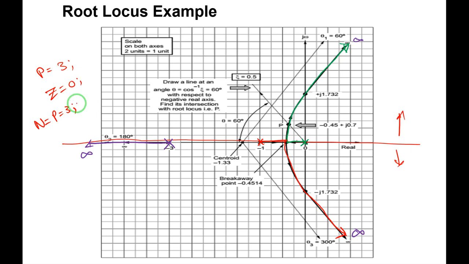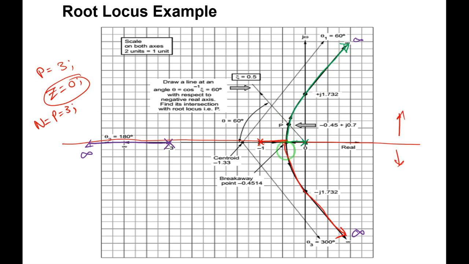Always the branches will start from open loop poles. And another thing, if there are any zeros, the branches will try to terminate on the available zeros. Since there are no zeros, this branch will start here and it moves towards infinity.